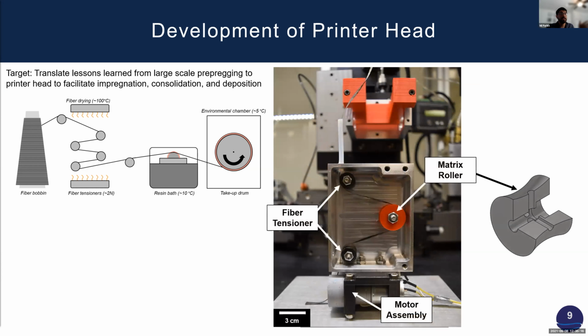And so taking a look at the inside of this, you can see the tensioners as well as the matrix roller, which is the main component here, where we have radially aligned infusion ports. So the resin gets pumped in, and then that gets infiltrated into the carbon fiber tow.